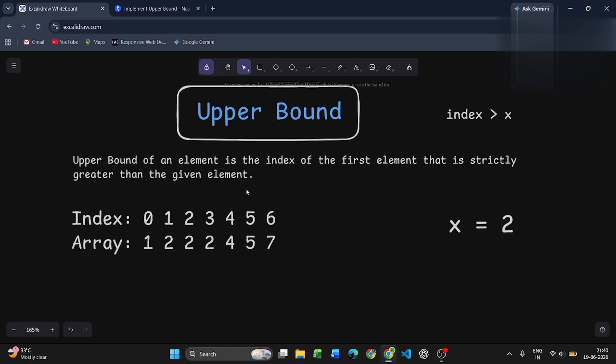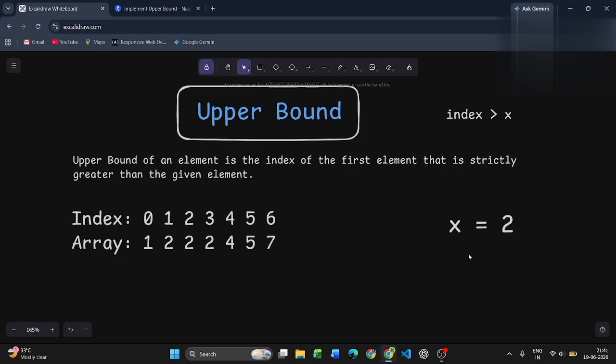I have written a definition here: the upper bound of an element is the index of the first element that is strictly greater than the given element. The word strictly greater plays a very important role. If we are given the target element x for which we have to find the upper bound, then the element should be greater than x, meaning we need to return the index for which the element is strictly greater than x. It need not be equal to the target element.